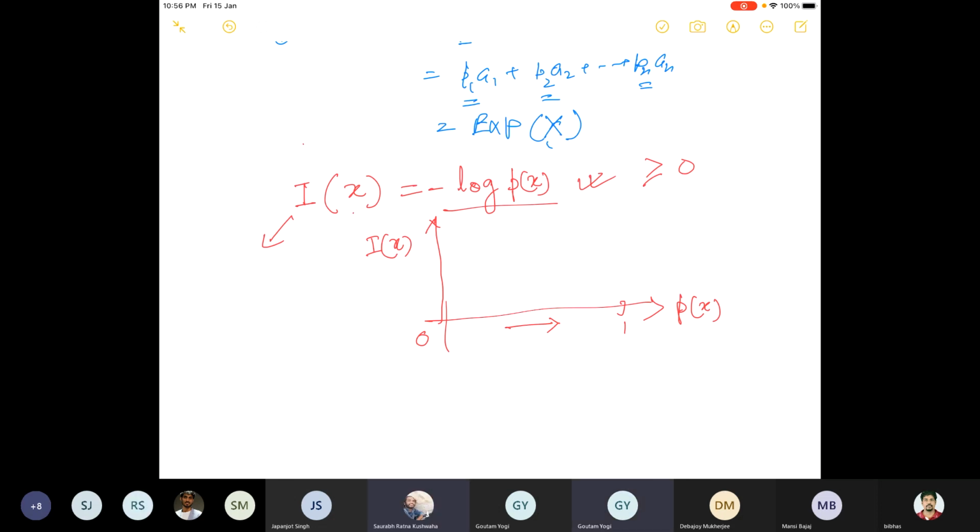I(x) will decrease. Yeah, so when probability is going to 1 or close to 1, meaning what? It means that it is much more certain that it will occur. Probability is less means much more uncertain. Much more uncertain means it is less likely to happen.